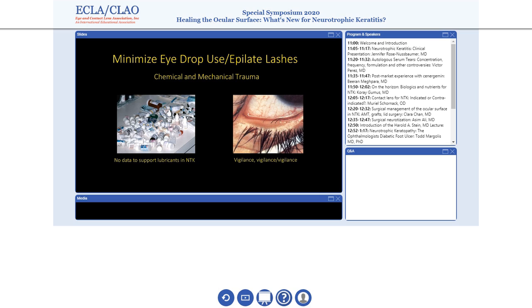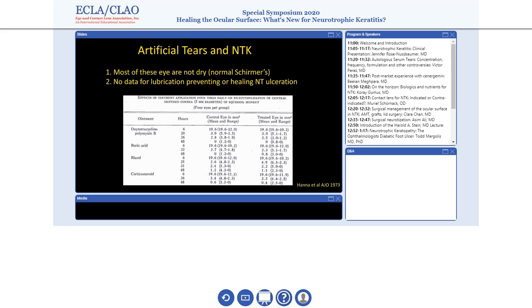And patients come in with a bag full of drops, as you see here. And ointments are even worse, because patients hit themselves with the ointment all the time, or their finger trying to put it in. By the way, as far as I can find, there is no data to support that lubrication helps corneal wound healing or neurotrophic keratopathy, and that it speeds healing. And if anyone's got a great reference, I would love to see it.